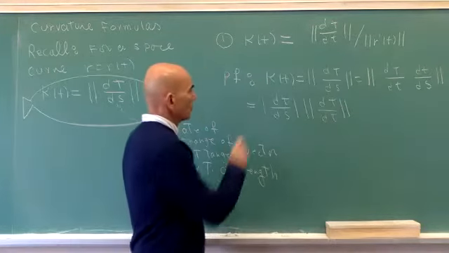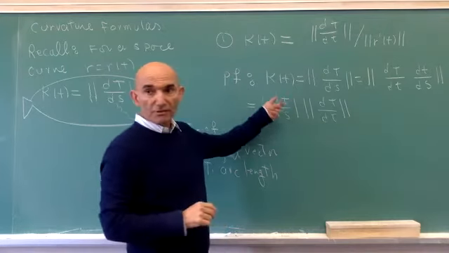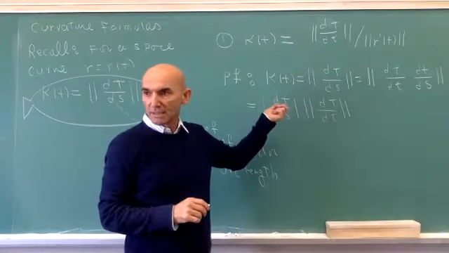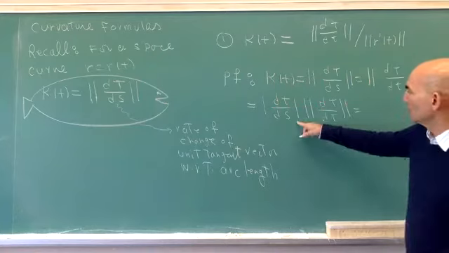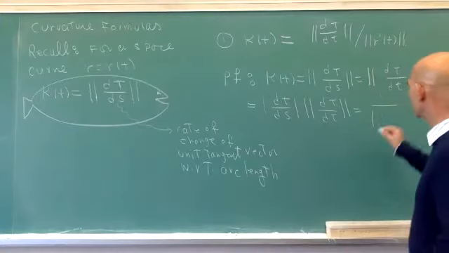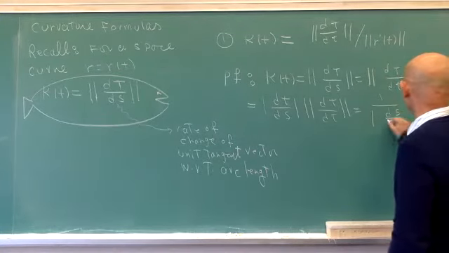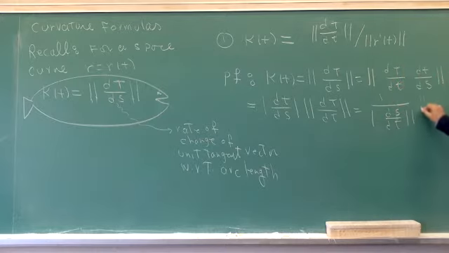So that's that. But then again, we can use the formula for the inverse function derivative, which is dt/ds equals 1 over ds/dt. This is also calculus, right? So this is equal to 1 over the absolute value of ds/dt times the norm of dT/dt.